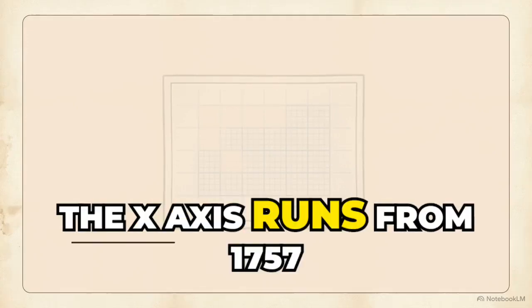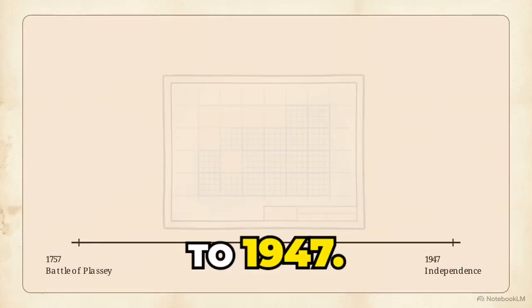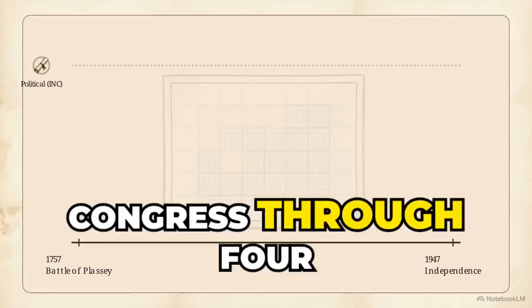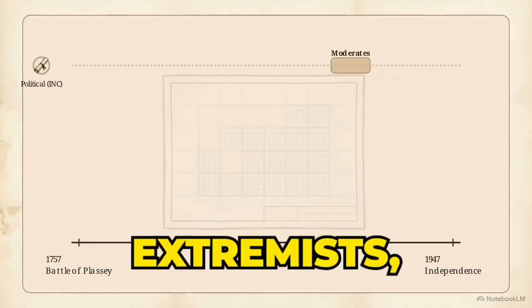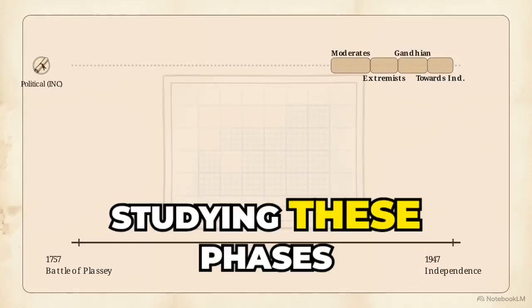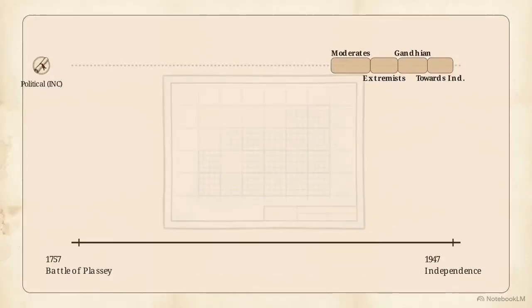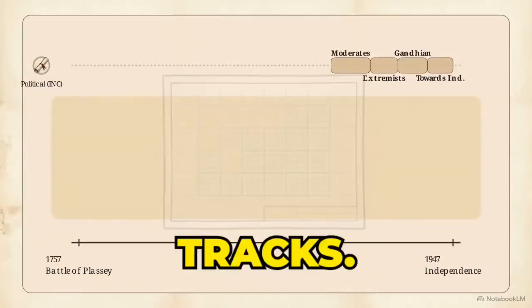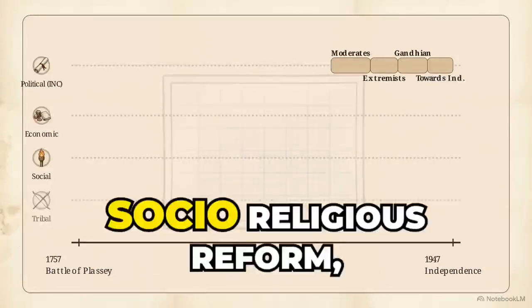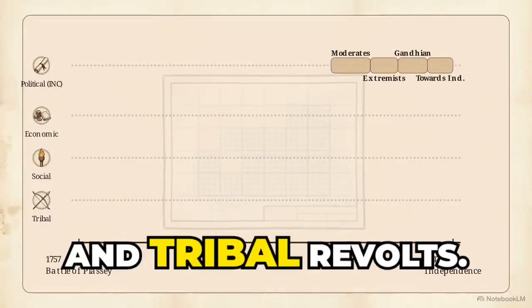The x-axis runs from 1757 to 1947. We build the top lane, tracking the Indian National Congress through 4 phases: moderates, extremists, Gandhian mass politics, and towards independence. Studying these phases in isolation is insufficient. The UPSC tests parallel tracks underneath. We add 3 lanes: economic policy, socio-religious reform, and tribal revolts.